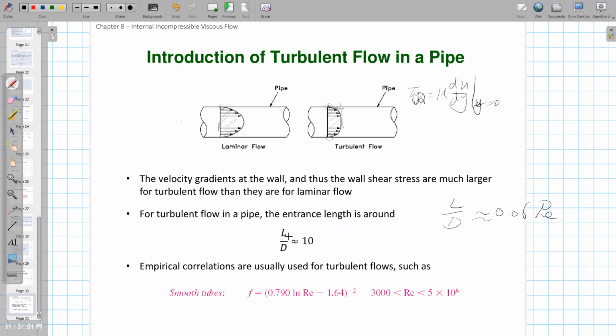So what that means is that if the flow goes into a pipe and it is turbulent, usually after a length of about 10 diameters, the flow will already become fully developed. And if you substitute the critical value 2300 into here, you will see that this value will be much larger than 10. What does that mean? That means that the entrance length for the laminar flow is much larger than the entrance length for the turbulent flow. Okay, so for turbulent flow, you have a much shorter entrance length.